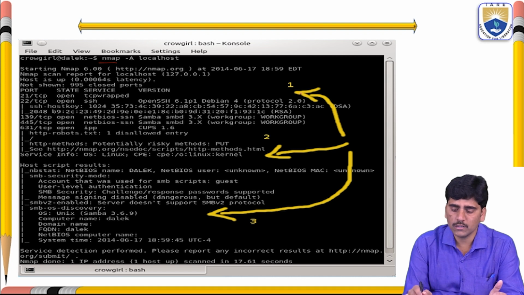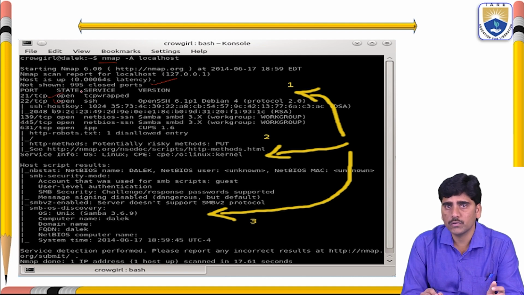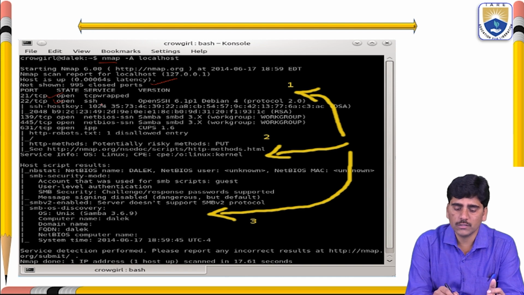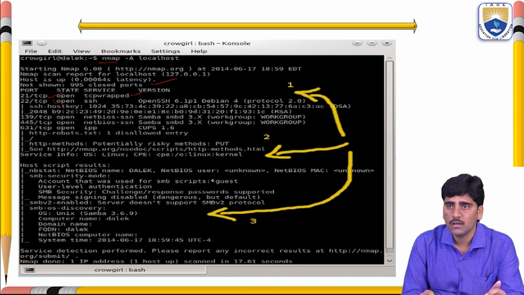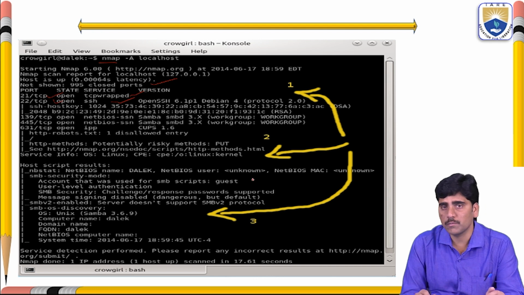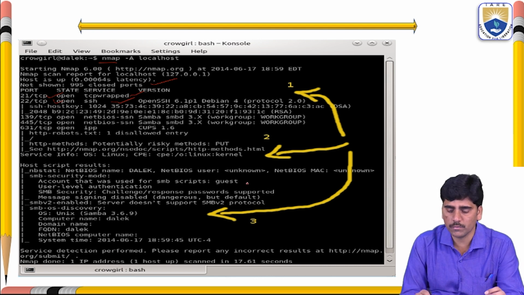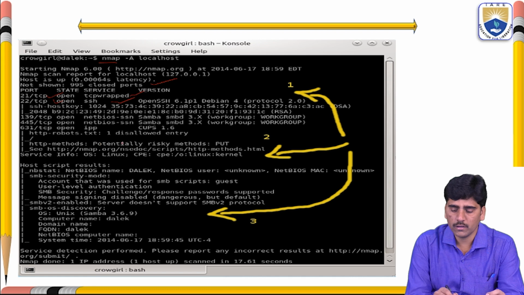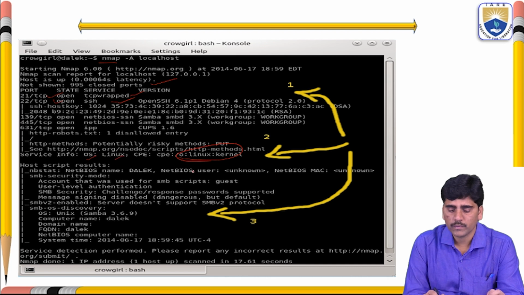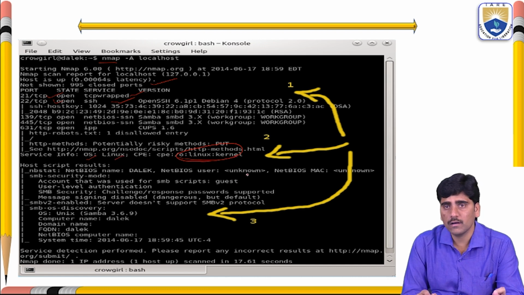Here we can see the first result shows 995 closed ports, and the open ports are 21/TCP and 22/TCP. These two ports are used, and the services are a TCP wrapped service, and SSH is also one type of service. The second result displays the kernel type, Linux kernel, the operating system is Linux, and the CPE is Linux kernel.